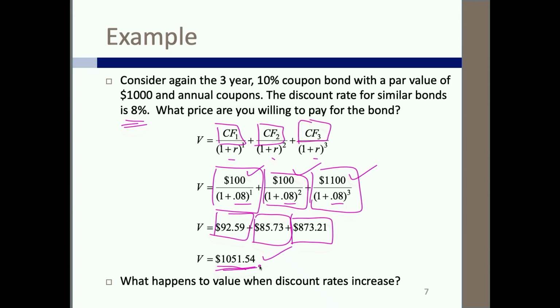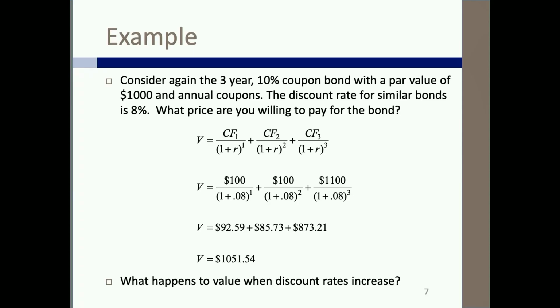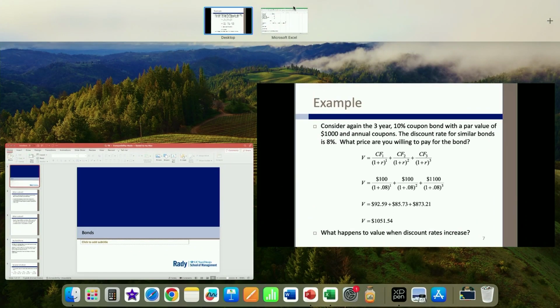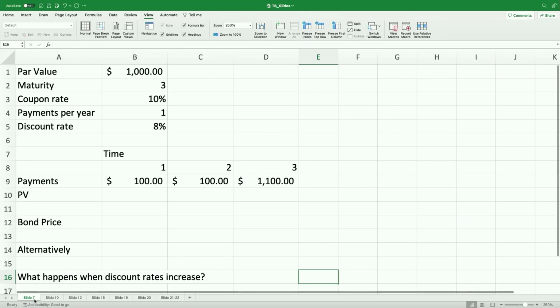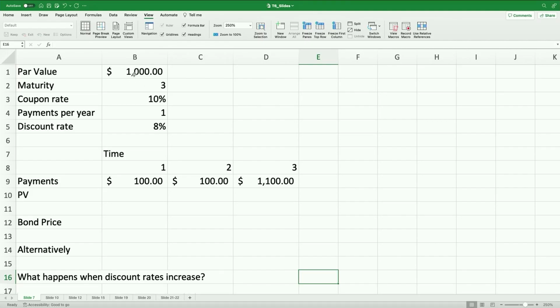Okay, so let's do this calculation and answer that question in Excel. So I'm going to jump over to Excel. And I am on the first slide tab. So this has the inputs to our problem. The par value or face value is 1,000, matures in 3 years. The coupon rate is 10%. Payments per year 1. The discount rate 8%. Okay, so hopefully everyone's comfortable with this stream of cash flows: 100 at time 1, 100 at time 2, 1,100 at time 3. Okay.